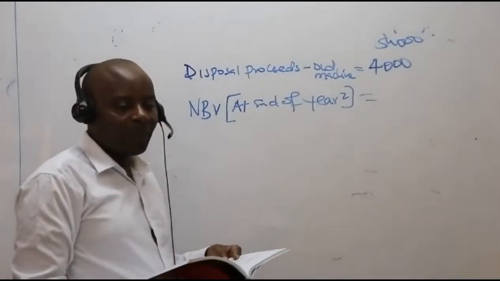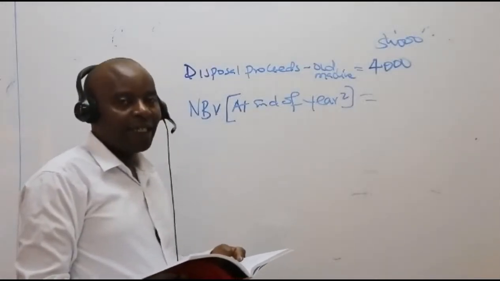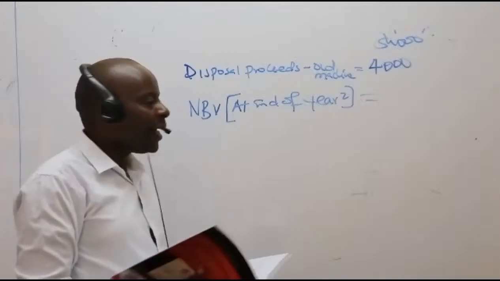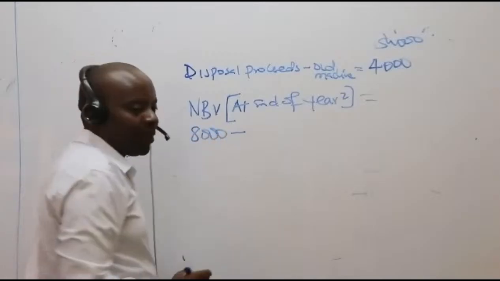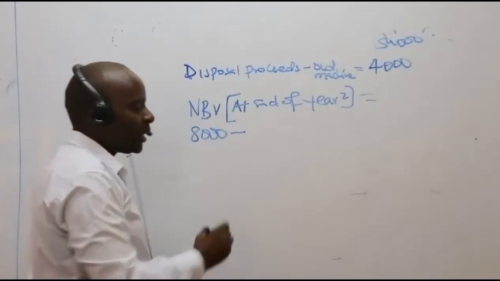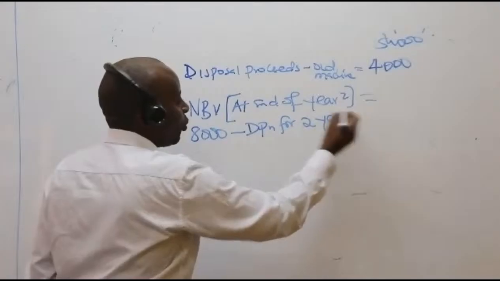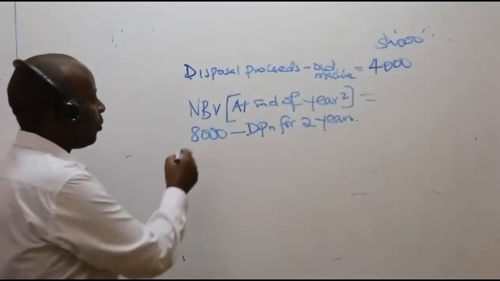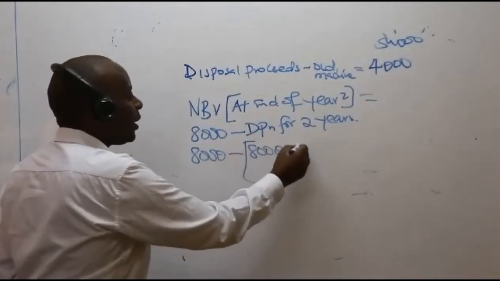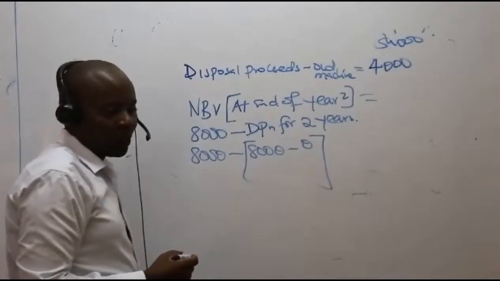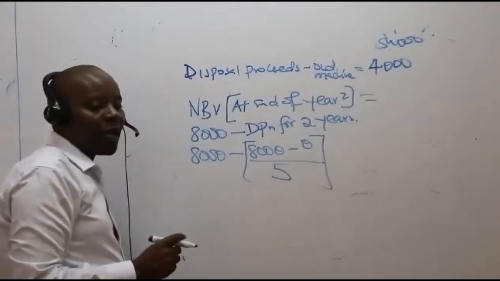No. They have taken the approach where they gave us the purchase cost, which is 8,000 of this old machine. So to get the net book value, I'll take 8,000 minus depreciation for 2 years. Depreciation per annum will be 8,000, and the scrap value they have given us there is 0. And remember, ladies and gentlemen, that the useful life of this old asset was 5 years.